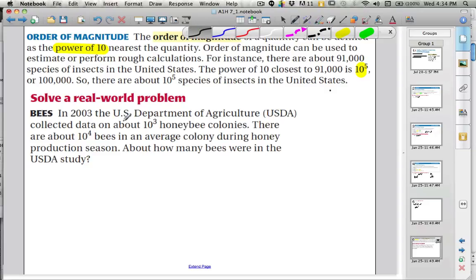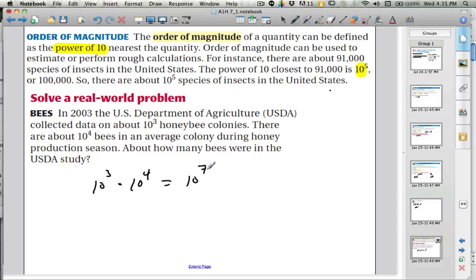If we take a look at our bees here, the U.S. Department of Agriculture collected data on 10 to the 3rd power bee colonies. And there are 10 to the 4th power bees in the average colony during honey production season. So how many bees were in the study? There were 10 to the 3rd colonies, and 10 to the 4th bees in each colony. So that means 10 to the 7th power is how many bees were in the study. That's the properties of exponents that involve products.